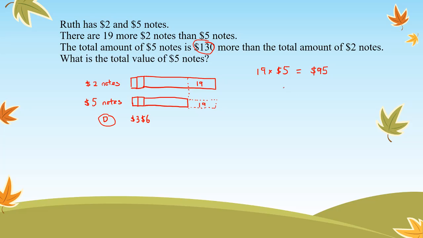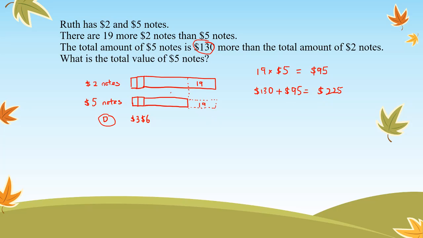Okay, now we know that before we add this, we have a $130 difference already. The value of $5 notes is always $130 more than the $2 notes. Now we need to add in 19 to the $5 notes. So we have to plus the 95 in, which will give you 225.